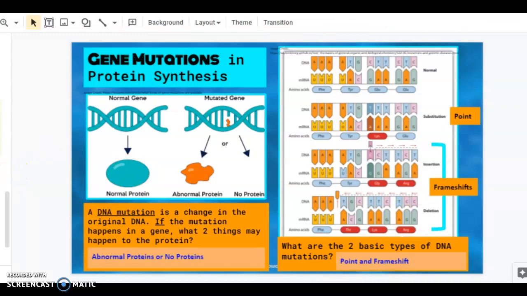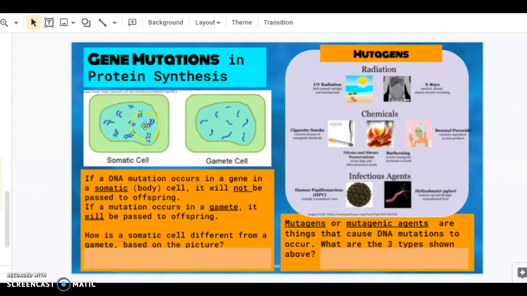Let's take a closer look. Gene mutations happen because the DNA has a mistake, and we'll study later how that happens. For now, I just want to focus on what it means for protein synthesis. If the DNA mutation happens in a cell that is a body cell, what we call a somatic cell, like a lung cell, a liver cell, something like that, it can be bad, and we'll see exactly what it can do in a few minutes. But the good news is it will not be passed on to offspring because we don't use liver cells or heart cells or brain cells to make babies.